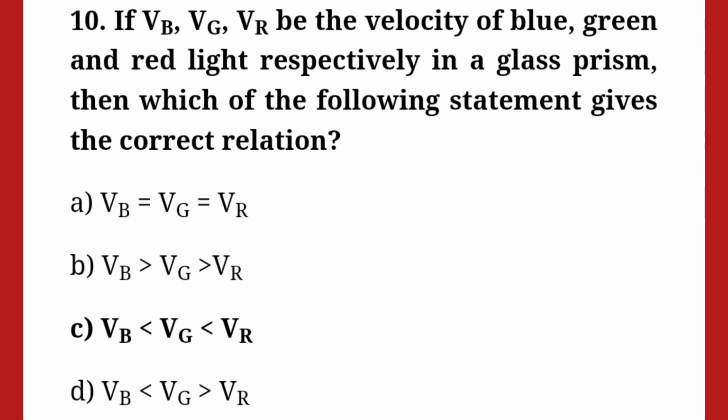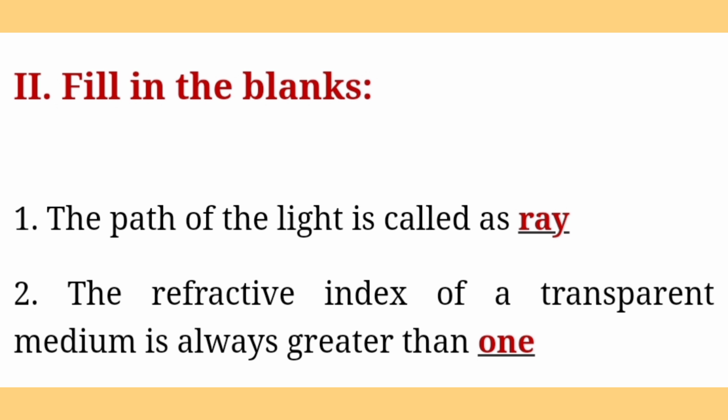10th one, if VB, VG, VR be the velocity of blue, green and red light respectively in a glass prism, then which of the following statement gives the correct relation? Answer option C, VB greater than VG greater than VR. Roman letter 2, fill in the blanks.